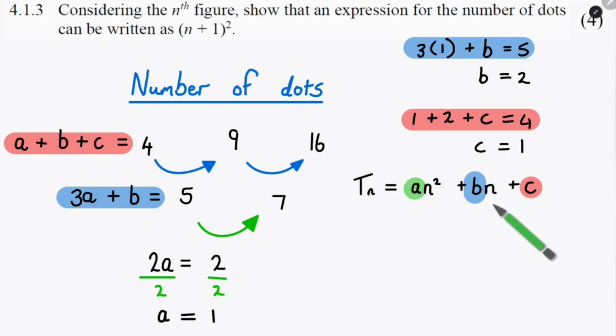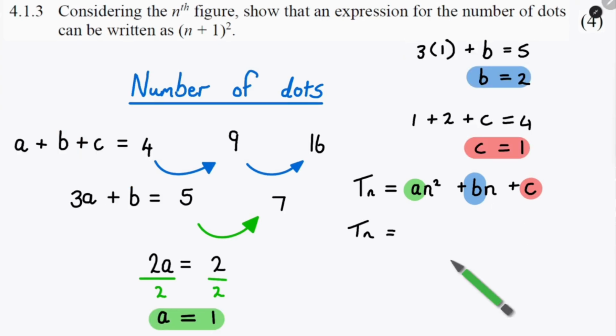Now we can replace a, b, and c with their corresponding values. So a is 1, so we can just put that in, but we don't even need to put it in, because 1n squared is the same thing as n squared. B is 2, so we can replace that b with a 2. And c is 1. Let's go ahead and replace it. So we've got n squared plus 2n plus 1. Now we're going to start to factorize. So if I look at the factors of 1, thankfully there's only 1 factor, 1 times 1. And we need to use those factors to get this plus 2 in the middle.